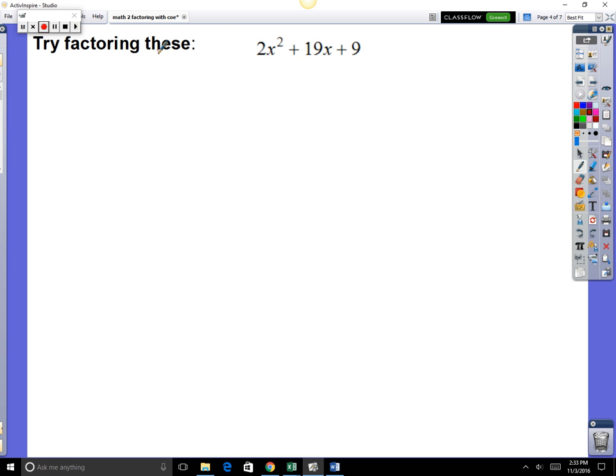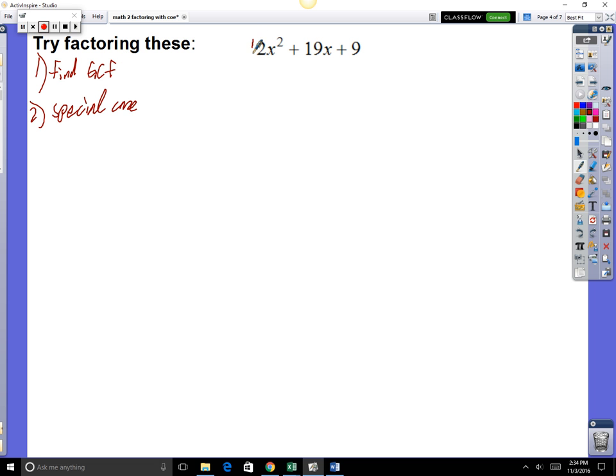Now first, always see if you can shrink it down. Can you divide each of these terms by something in common? 2, 19, 9, there's no number they have in common, and they don't have any letters in common, so it cannot be shrunk down. So move on to number 1. See if you can find a GCF. There is no GCF. Number 2, is it a special case? Are these perfect squares? This one is, yeah, but this one is not, so it's not a special case. And if none of those two work, then you're just going to factor it.